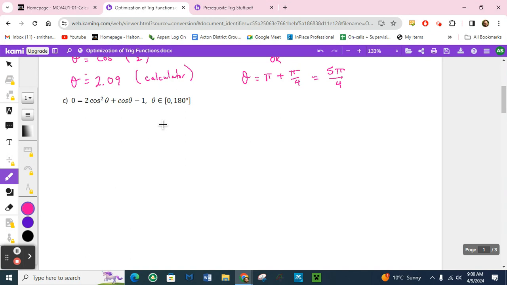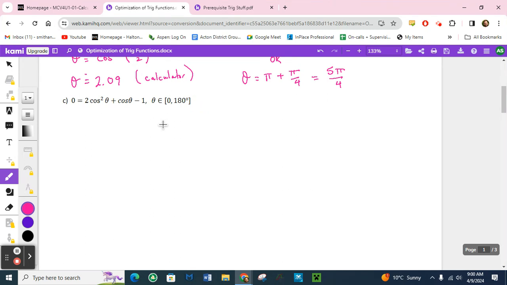You guys probably solved some of these last semester with Mr. Colosimo. Hopefully you can all recognize that's actually kind of like a quadratic equation, just instead of x, we have cosine. So we can actually turn it into a quadratic equation, doing a little change of variables.